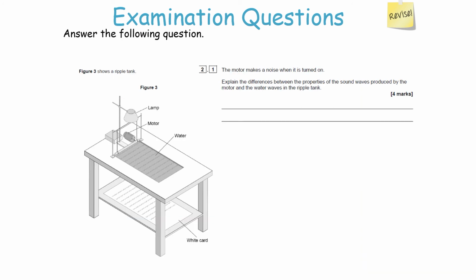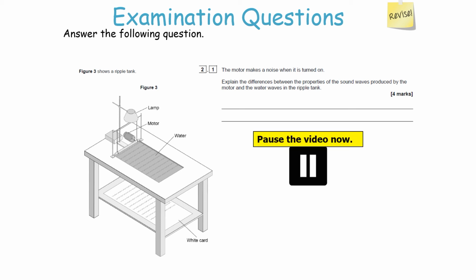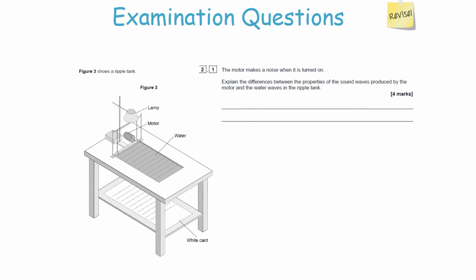Let's look at the next question. The motor makes a noise when turned on. Explain the difference in properties between the sound wave produced by the motor and the water waves in the ripple tank. 4 marks. So once again, pause the video and then unpause the video when you want to go through the answer. So you can see again, that's a very, very common question to compare the properties of waves in a GCSE physics examination.